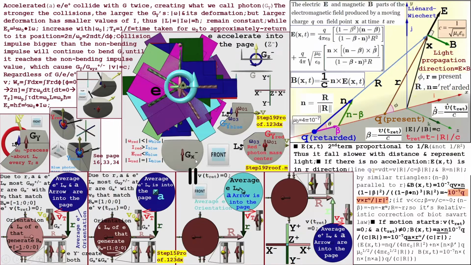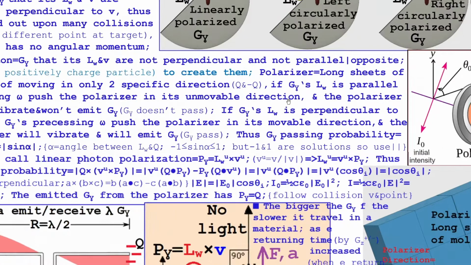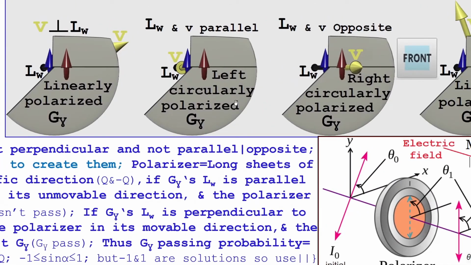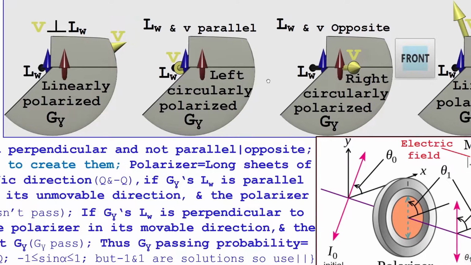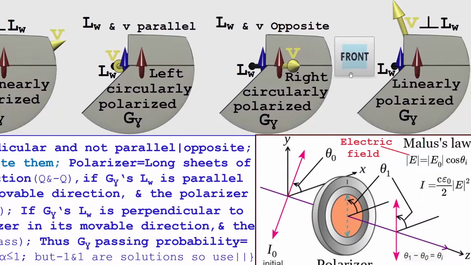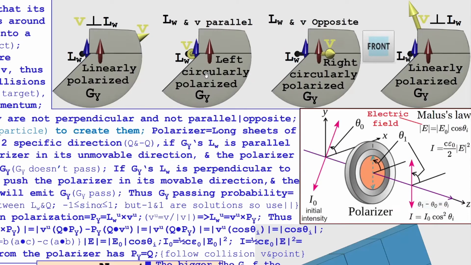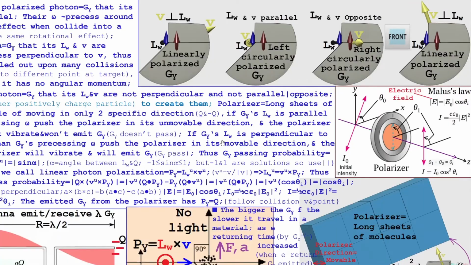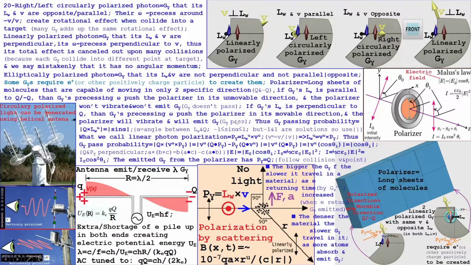Step 20. What we call left and right circularly polarized photons are photons whose angular momentum is parallel and anti-parallel to their velocity, respectively. Therefore, their precessing angular velocity creates a rotational effect when hitting a target. What we call a linearly polarized photon is a photon whose angular momentum is perpendicular to its velocity. We mistakenly say that it has no angular momentum. The other photons are elliptically polarized photons.